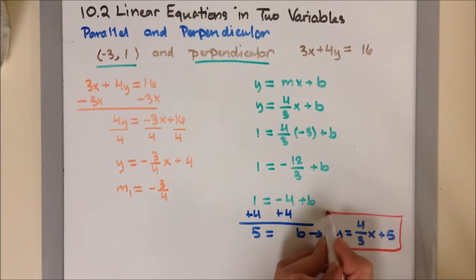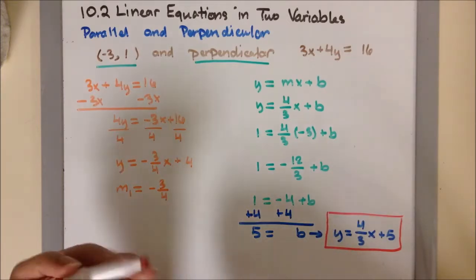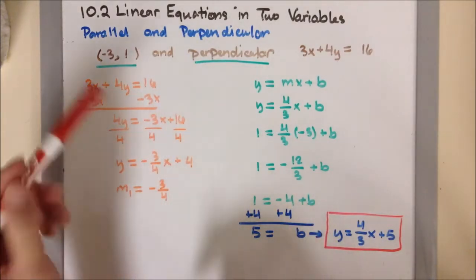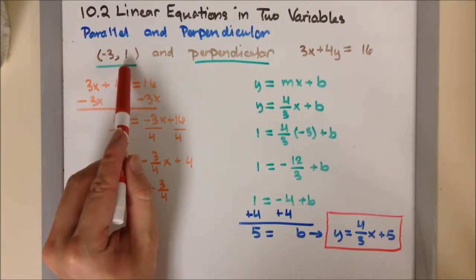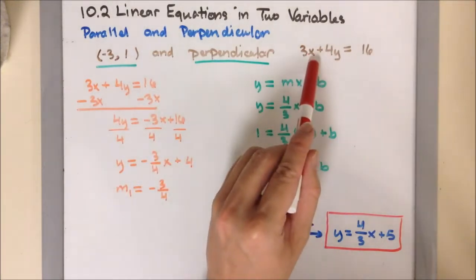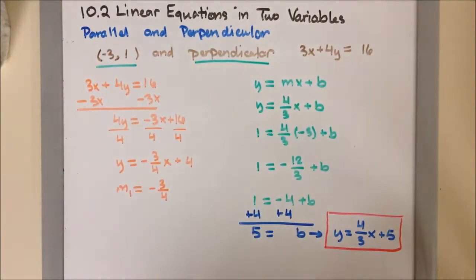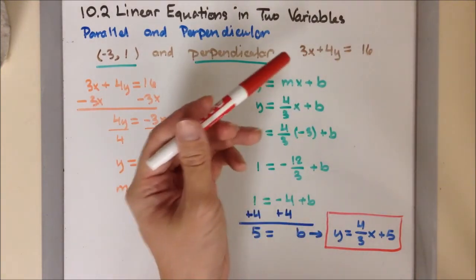So I repeat, this is a linear equation that will go through this corner point (-3, 1) and is perpendicular to this linear equation. So that's all you have to do to determine the equation when given a point, and it's telling you that it's either parallel or perpendicular to a given linear equation.